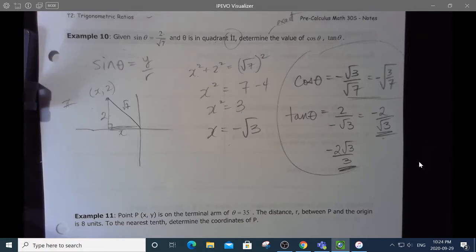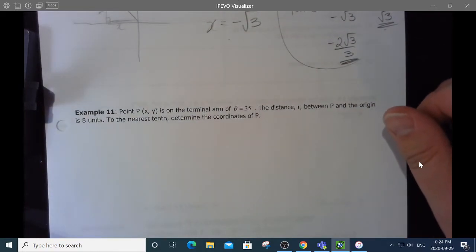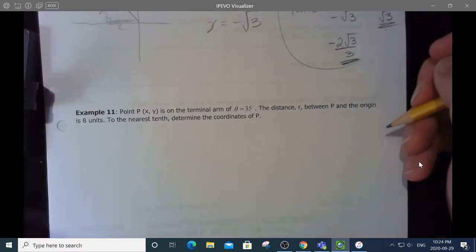Very nice. All right, now one that actually involves an angle. Point P(x, y) is on the terminal arm of theta equals 35 degrees. Okay, what are we going to do here? Well, let's see. The distance r between P and the origin is 8 units. To the nearest tenth, find the coordinates of P.